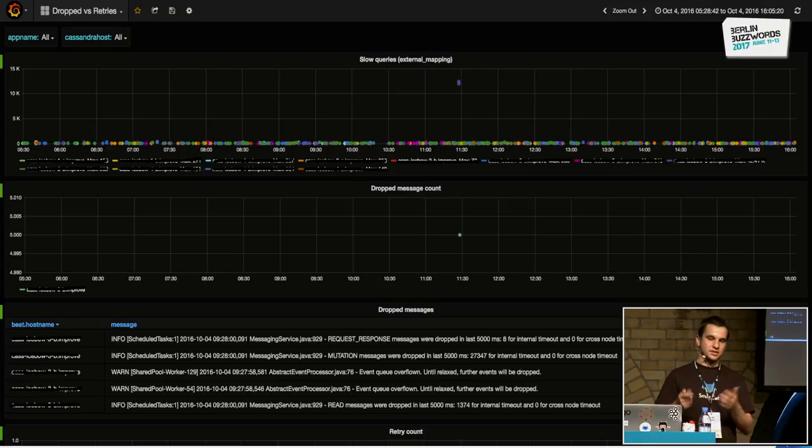So looking at this single dashboard, you can figure out that latency on a single machine caused Cassandra to drop messages. But looking at this dashboard, you cannot figure out what was the root cause of this latency.